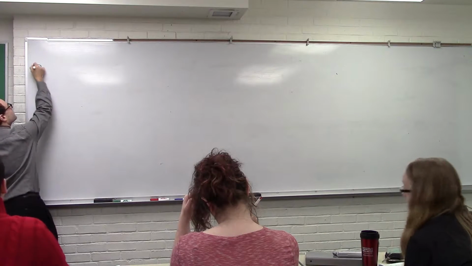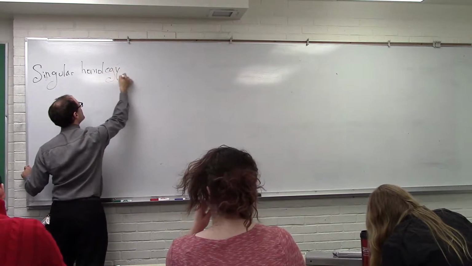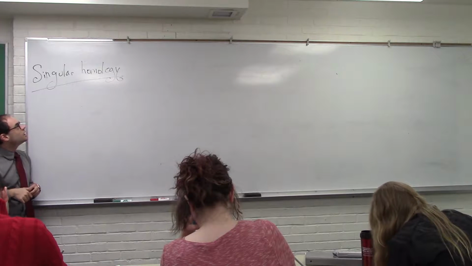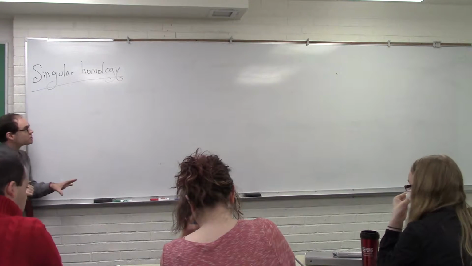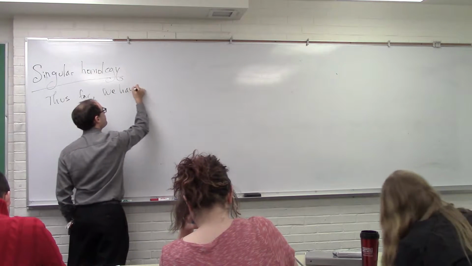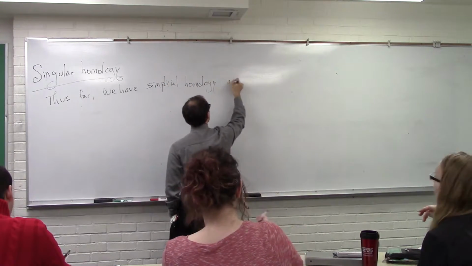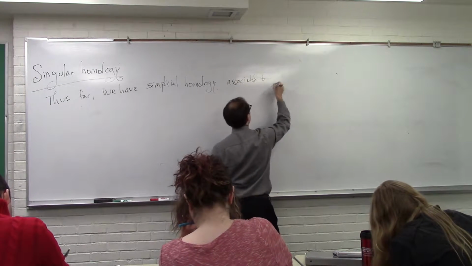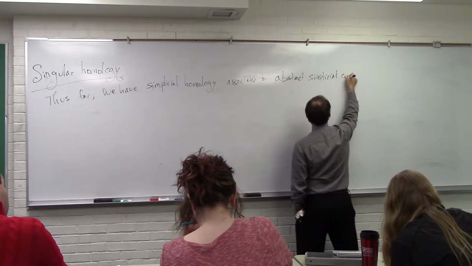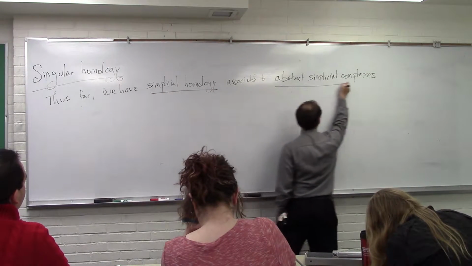So, I officially titled this lecture in a way that allows you to talk about homology associated to a topological space. So, thus far, we have simplicial homology associated to abstract simplicial complexes. That's what we have. Simplicial homology associated to an abstract simplicial complex.